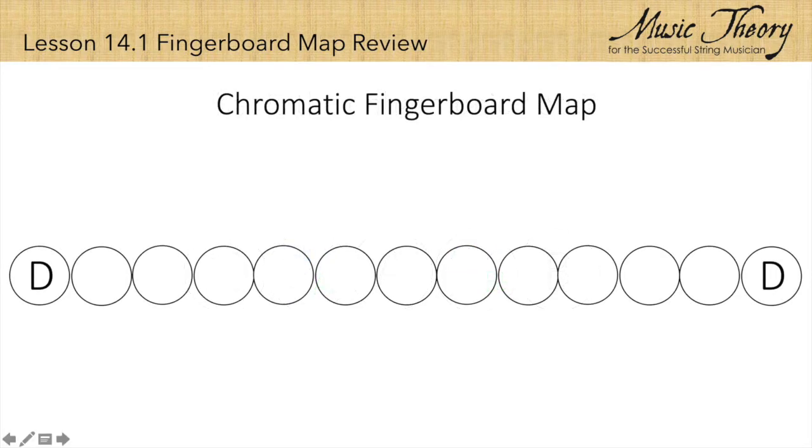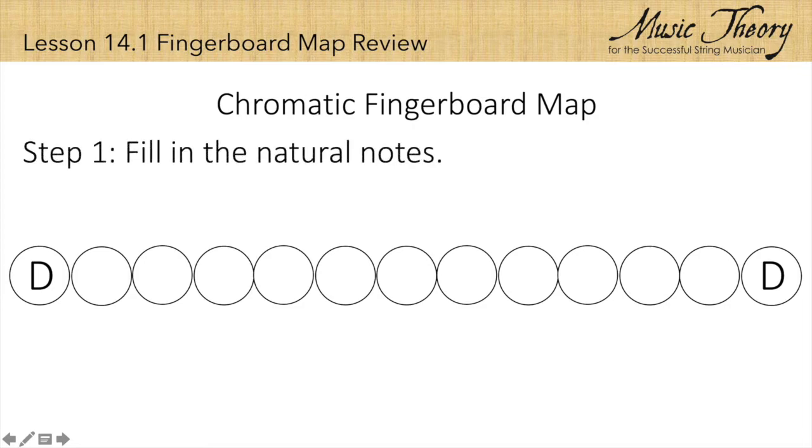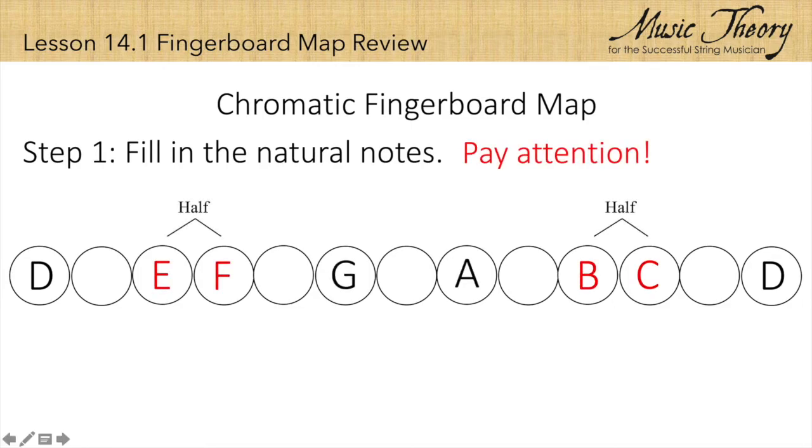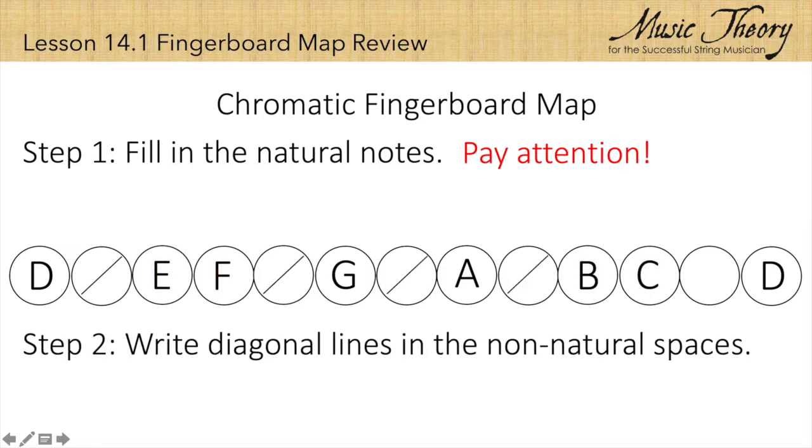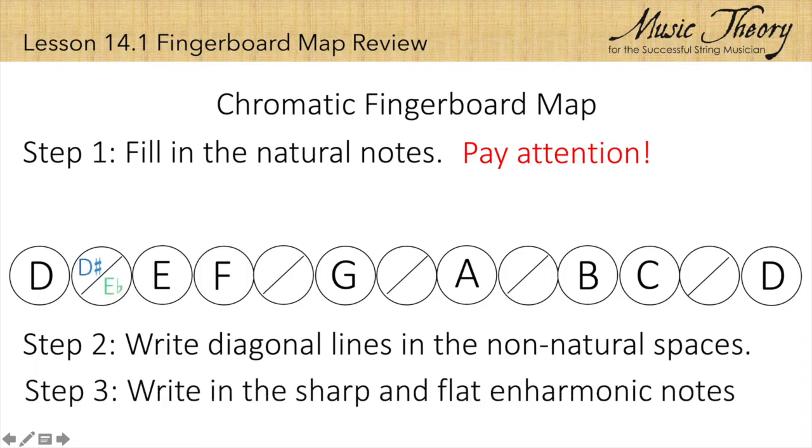To complete a chromatic fingerboard map, follow these 3 easy steps. First, fill in the names of all the natural notes. Make sure that you pay attention and do not put any spaces in between the natural half steps E and F and B and C. Then, write diagonal lines in all of the remaining non-natural spaces. And finally, write in the sharp and flat names of those enharmonic notes.